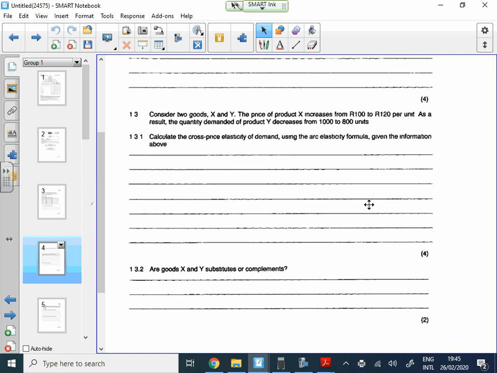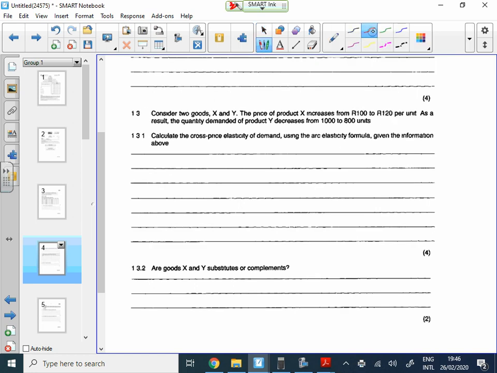Okay, so I gave you this question, 1.3, which says consider two goods, X and Y. Price of the product X increases from 100 to 120. So if I want old and new, this would be the old and this would be the new one. Or I can call it P1 and call the other one P2. As a result, the quantity demanded of product Y decreases from 1,000 to 800. So old and new, or I can say Q1 and Q2, right?